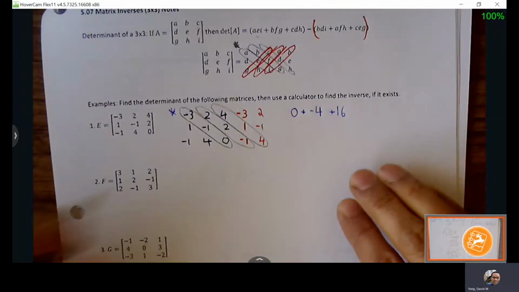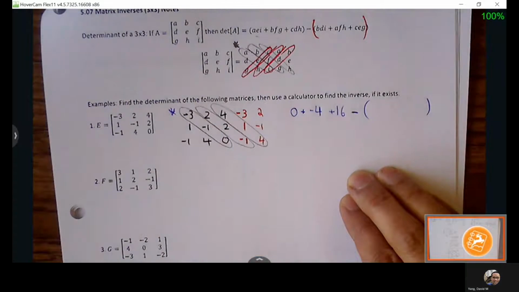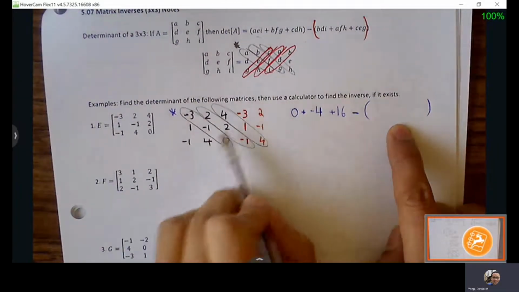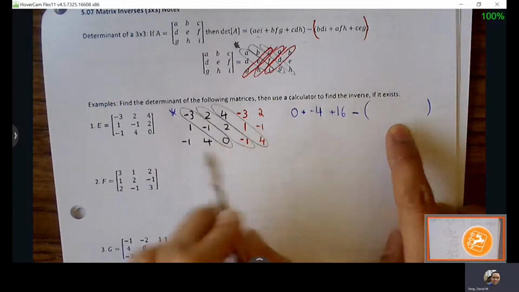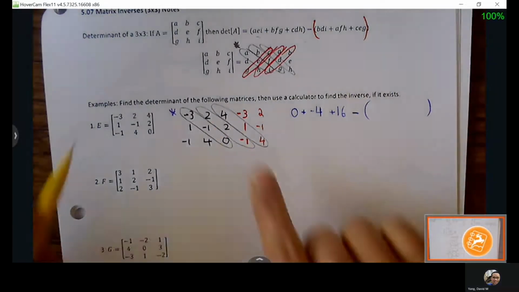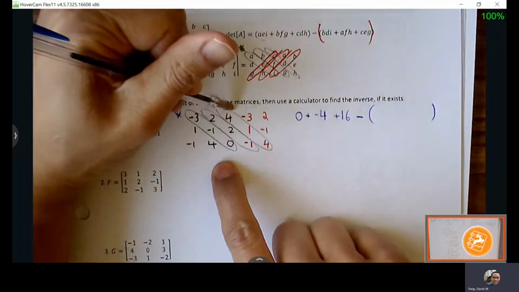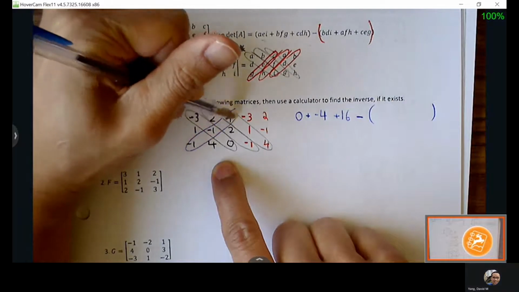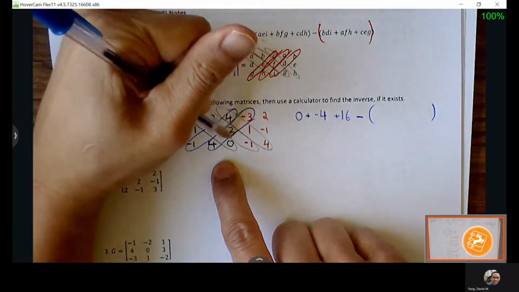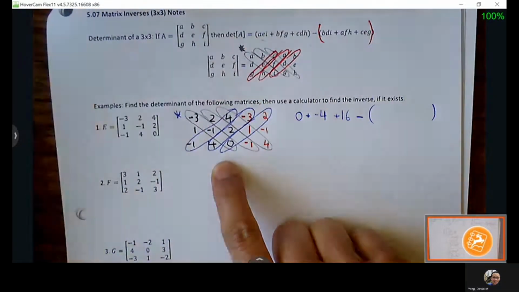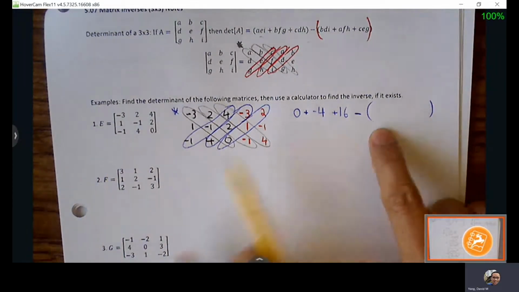Now the next step is important here. Make sure you put a minus sign after it, and then put a big parenthesis. And what goes inside the parentheses will be the other combination of values that's going to go in the other direction. So now I'm going to circle these other diagonals here. I should also have three boxes I'll create here.